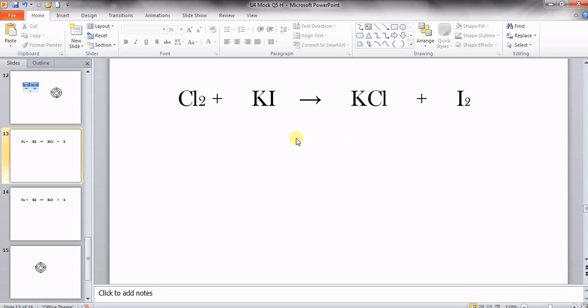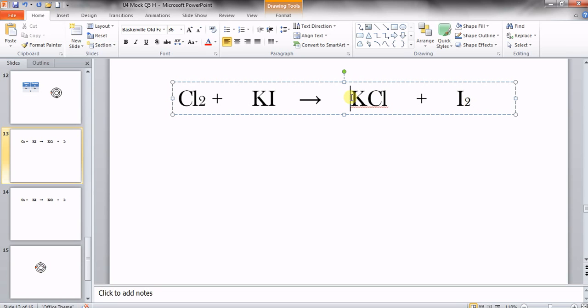But what you should notice is that it doesn't balance. We've got 2 chlorines here, but only 1 here. So to balance that out, we're going to need 2 lots of potassium chloride being made. Got the same situation happening here. I've got I2 and only 1 I over here.